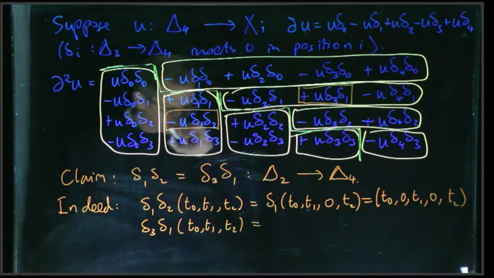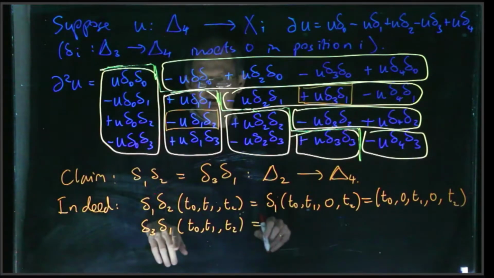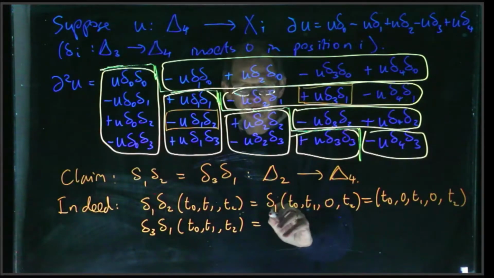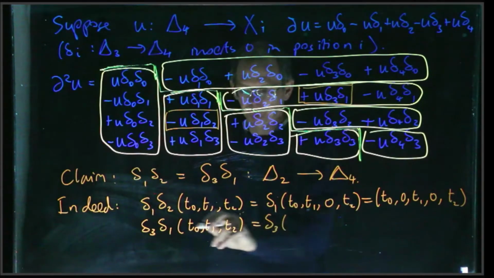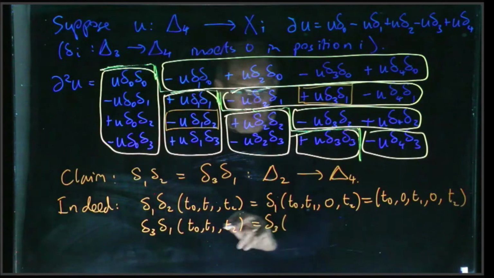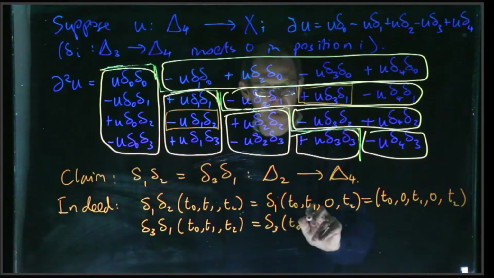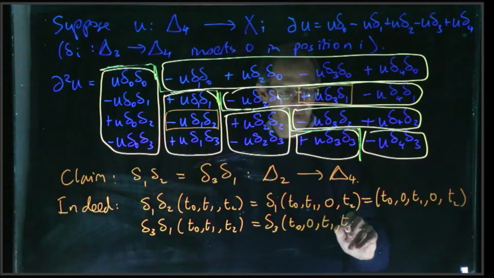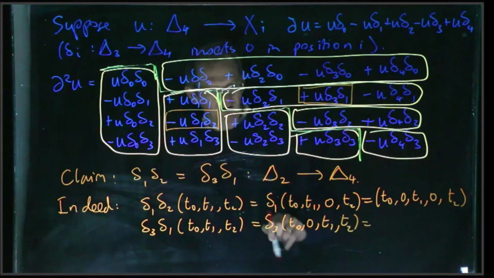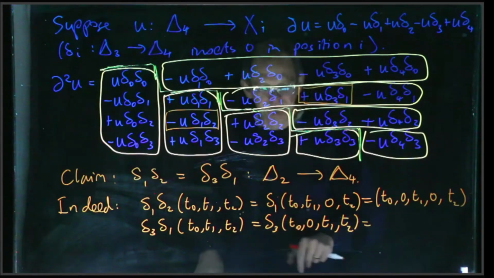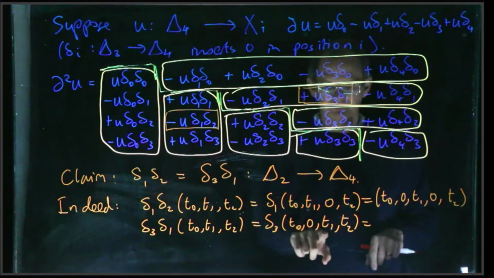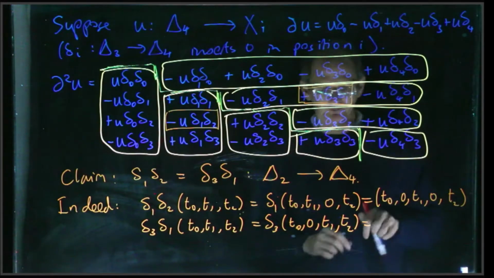Okay, if we do it the other way around, we do delta 3, delta 1. So that's delta 3 of doing the delta 1, which is just putting a 0 in position 1, so you get T0, 0, T1, T2. And now we've got a delta 3, right? So we have to put in a 0 in position 3. That's position 0, 1, 2, 3. So this is kind of where the 0 goes.